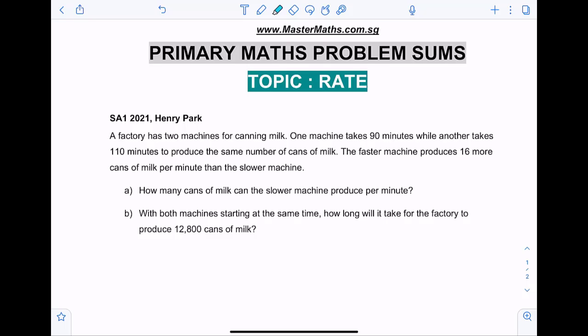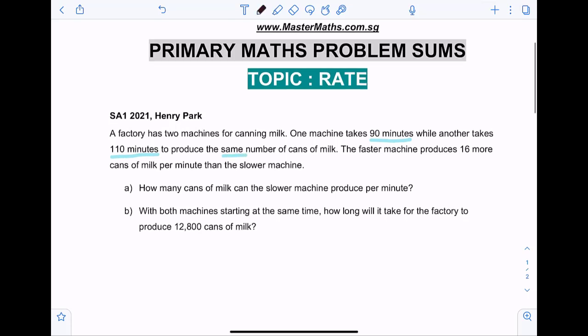A factory has two machines for canning milk. One machine takes 90 minutes, while another takes 110 minutes to produce the same number of cans of milk. So the 90 minutes one is the faster one, and the 110 minutes one is the slower one because it takes a longer time. Now, the faster machine produces 16 more cans of milk per minute than the slower one.